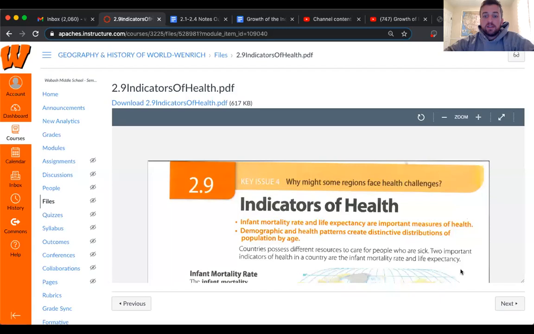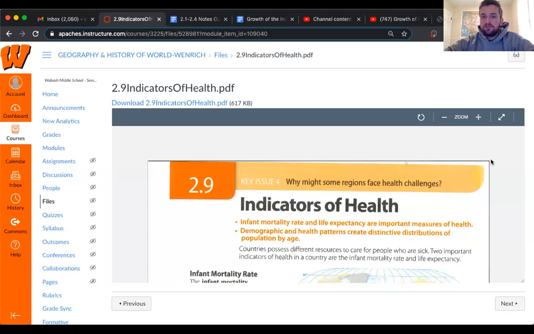Oh boy, everybody loves talking about indicators of health. Yeah, they're important. And as we look into different graphs showing population in a different way, it's going to be important for you to know specifically how to read a population pyramid. So, this is section 2.9 in the geography textbook, either online or in class.